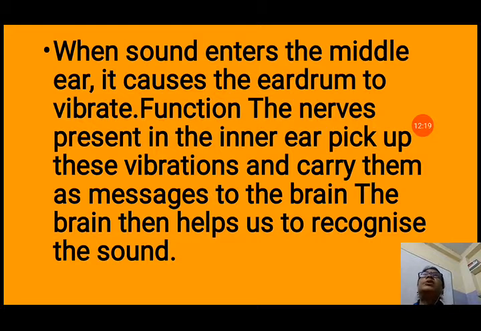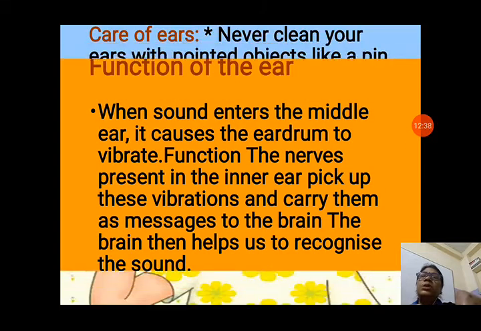The message is sent to the brain because it is from the sense organs. The brain then helps us to recognize the sound. So the auditory nerves send the message of hearing to the brain, and the brain understands and analyzes it and sends us a message to hear the sound. Then only we can hear the sound. So this is all about your sense organs, eyes and ears.